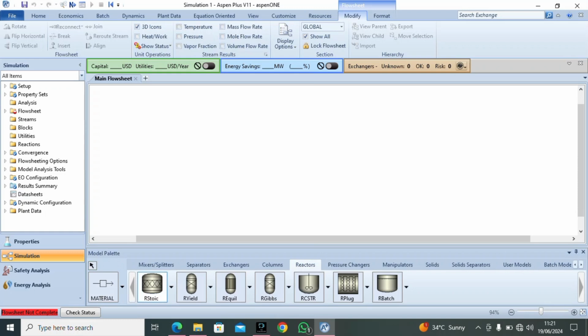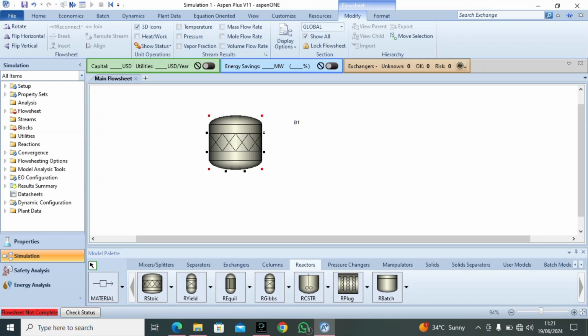So we go to the simulation environment, and under the tab we click on reactors. We take a stoichiometric reactor, then resize it and rename it, and give it an inlet stream and an outlet stream. Rename the inlet stream S1.